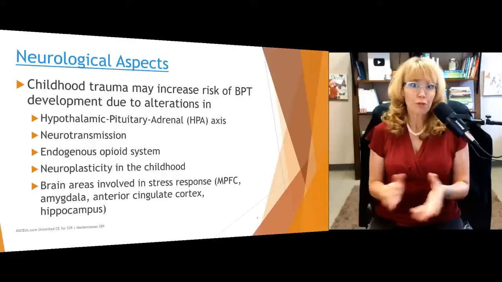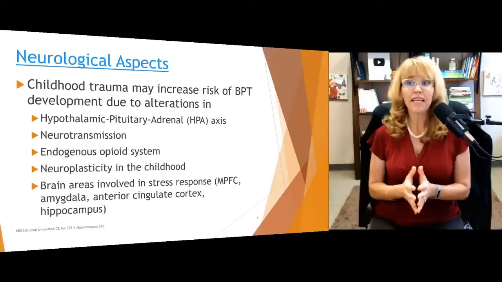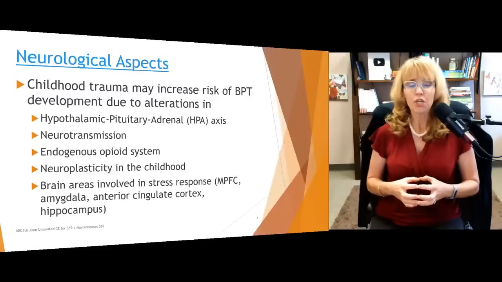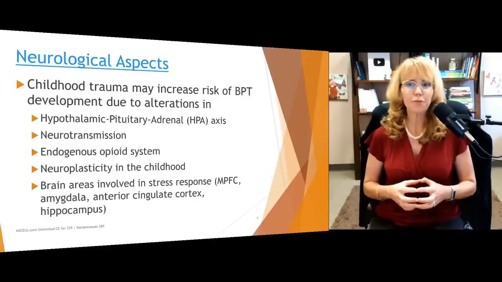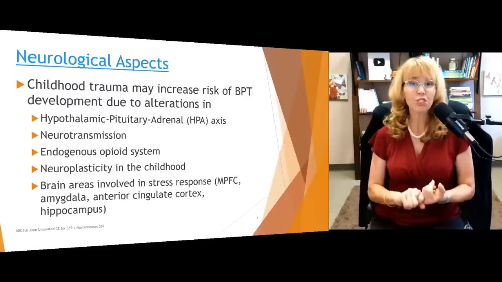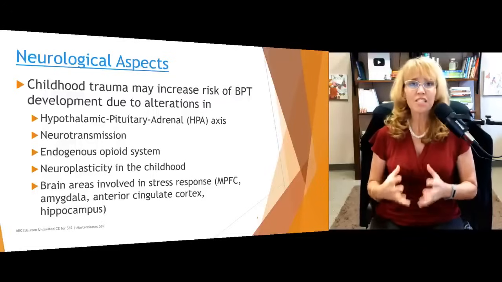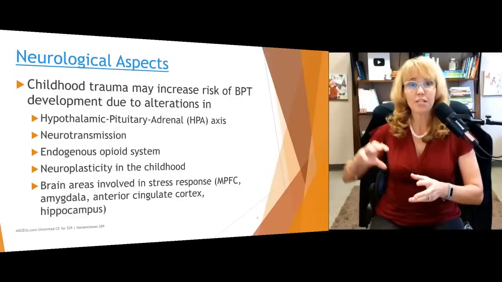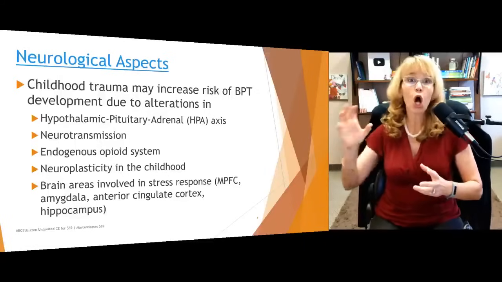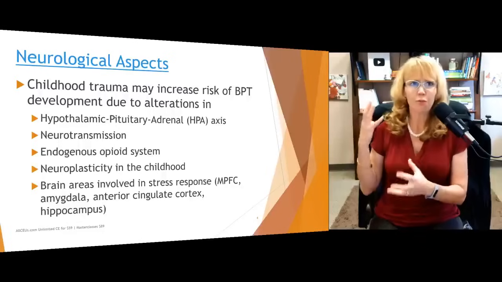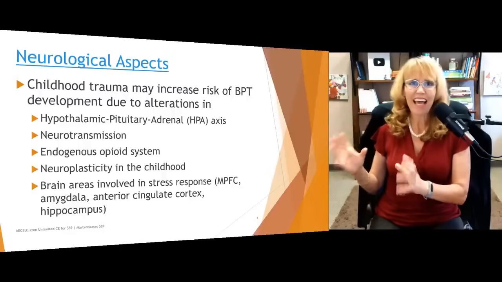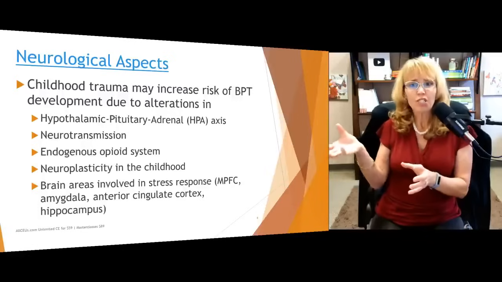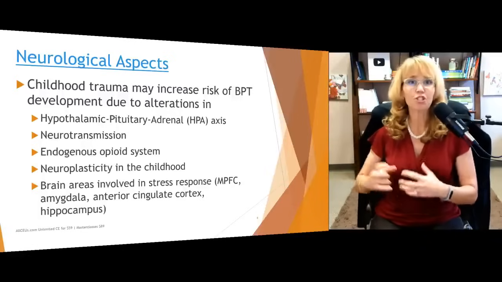From a neurological perspective, childhood trauma may increase the rate of borderline personality trait development due to alterations in the HPA axis, your hypothalamic pituitary adrenal axis. This is your threat response system. When the threat response system is chronically turned on, eventually the brain somewhere says, hey, we can't be on all the time. We need to rest. So it turns down its sensitivity to stressors.